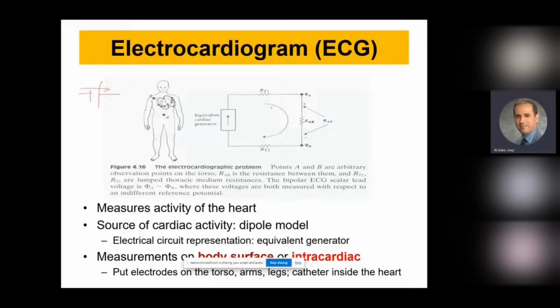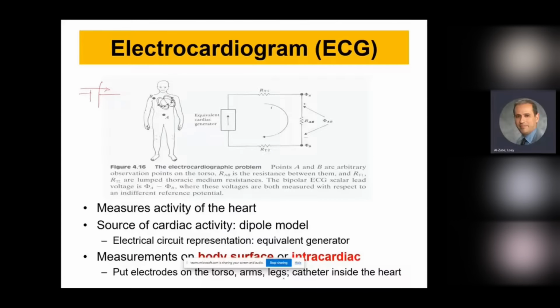But we can't call it positive and negative; we can say that where the current is coming out and getting in, that's my dipole. And also the measurements, we do them on the surface or intracardiac, and that's invasive. We put electrodes on the thorax, arms, and legs, and a catheter inside the heart. We have something called the 12-lead electrode system.